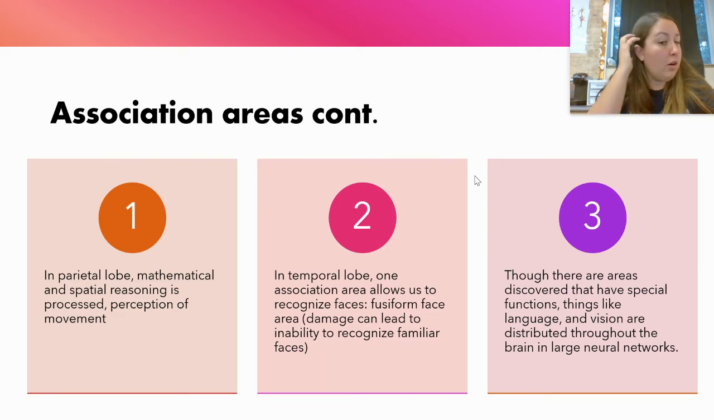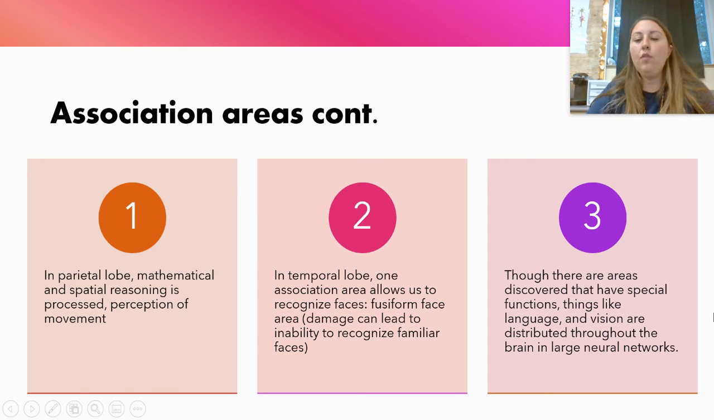In our temporal lobe, there is an area called the fusiform face area, like I mentioned earlier, which allows us to recognize faces. And there are people who we've studied in case studies that have had damage to these areas. And what we find is they cannot recognize their mom or dad or sister anymore after having damage to this region.